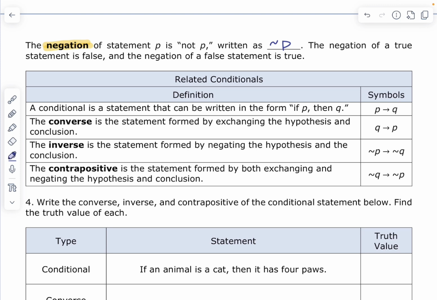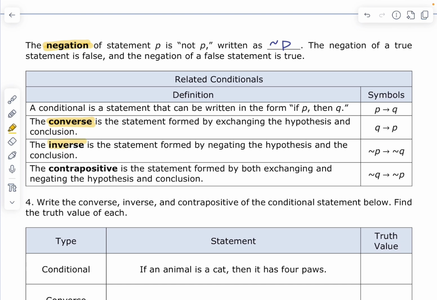Okay, so we had previously defined, we said a conditional statement is a statement that can be written in the form if P, then Q. Using symbols, we would say P, arrow, Q. The converse of a conditional statement is when we flip the hypothesis and the conclusion. So instead of if P, then Q, we would have if Q, then P.